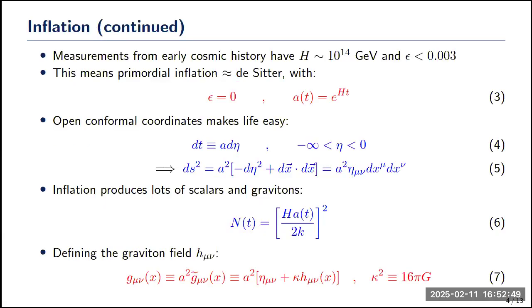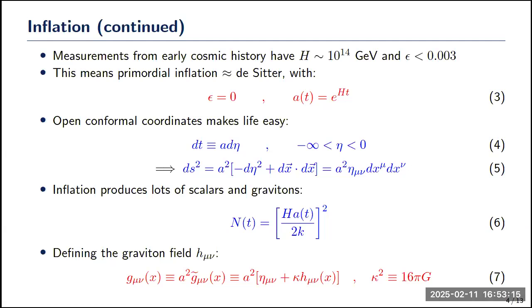Okay, if we look back at those really early moments in cosmic history, we have an upper bound on the Hubble parameter being as high as 10 to the 14 GeV, and the first slow roll parameter less than 3 parts in 1,000. This means that to an excellent approximation, we can take primordial inflation to be the geometry of de Sitter with a vanishing first slow roll parameter and an exponentially growing scale factor that goes like e to the Ht.